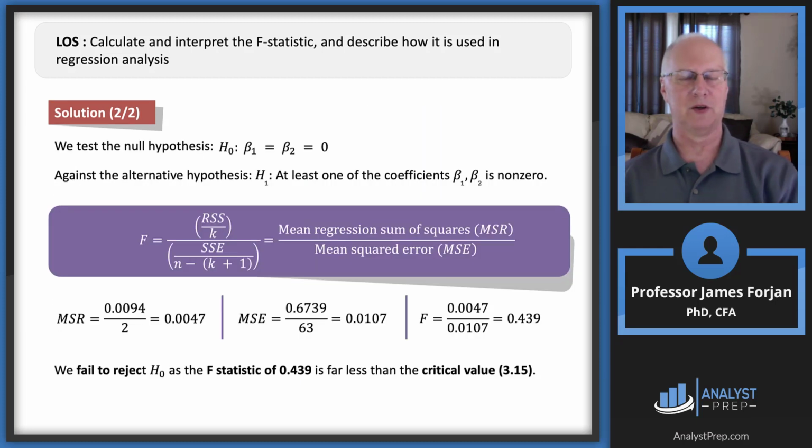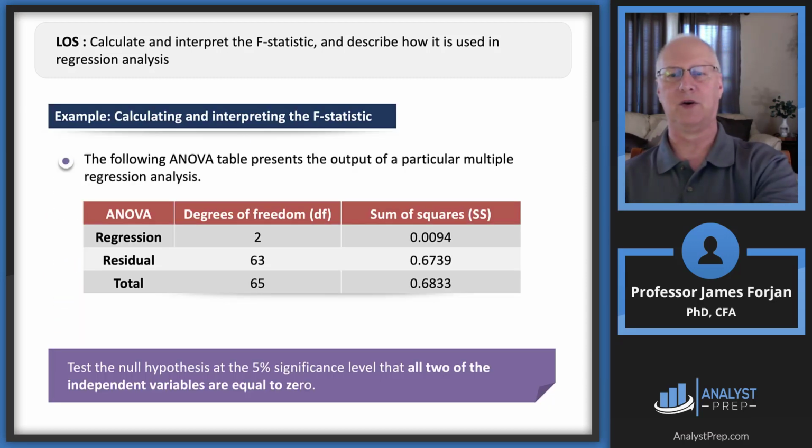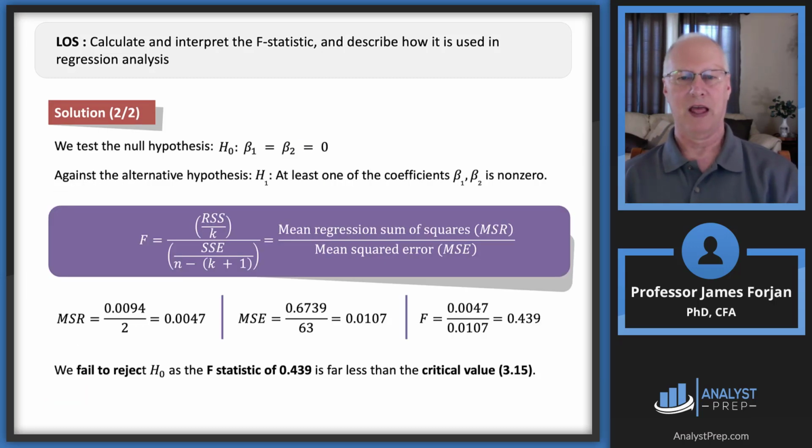All right, let's go back to the actual calculation. So notice what we're doing. The F is really just the relationship between, and here's this thing, 94 divided by 2, 67 divided by 63, 68 divided by 65. And so that gives us the MSR and the MSE. And so there's the F all the way out on the right-hand column. So that gets us 439, and there's no way that that's going to be significant. So we fail to reject the null hypothesis.